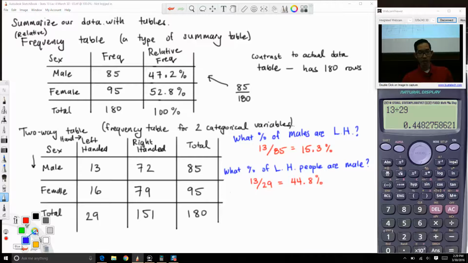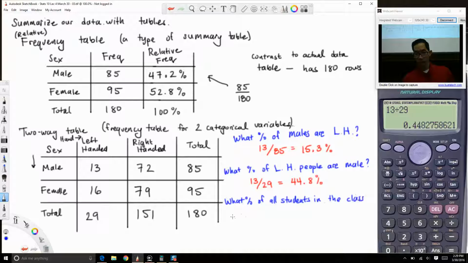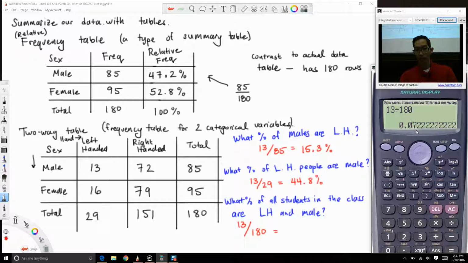Okay, and then contrast that further still with what percentage of all students in the class are left-handed males. Left-handed and male. And the answer to that would be 13 divided by 180. 7.2%.